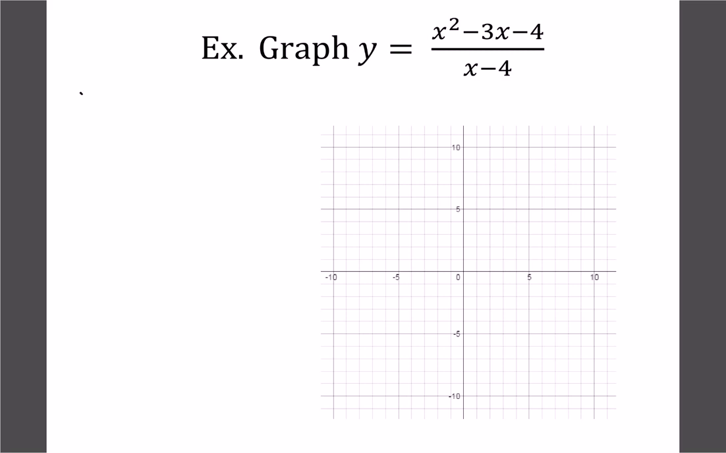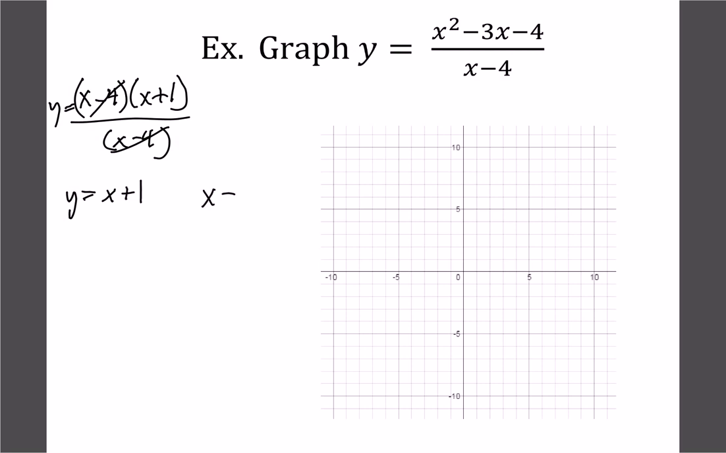So if we factor the top, the factors would be minus 4 and plus 1. Once we factor that, we can see the x minus 4's would cancel. So our equation ends up being y equals x plus 1, but remember x can't equal 4. If we were just to graph y equals x plus 1, we would get a straight line, something like that. And we know that at 4 it doesn't exist.